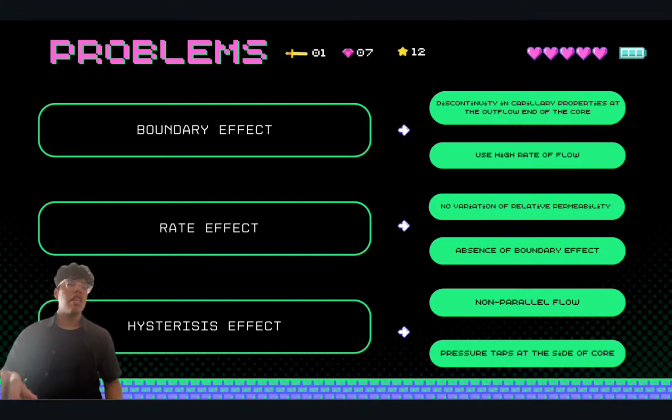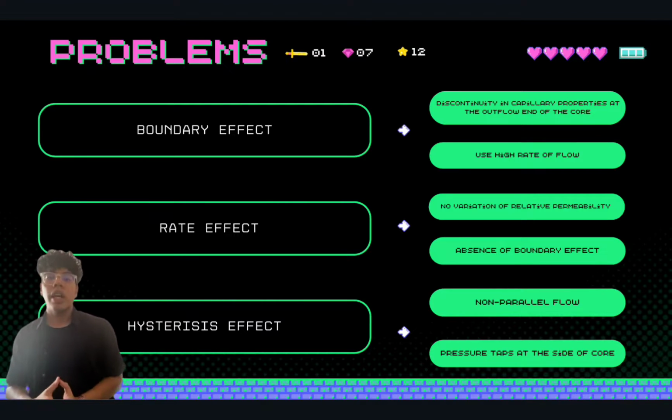Second, we have the rate effect. The problem faced is that no variation of relative permeability with variation of the rate has been found in the absence of boundary effect. Deviations of relative permeability with the rate have been observed only where boundary effects are known to exist, and they disappear as the boundary effect vanishes. And thirdly, we have the Hassler effect.